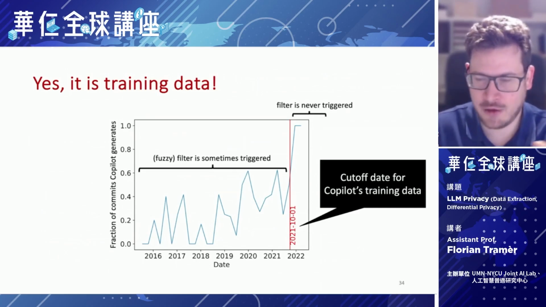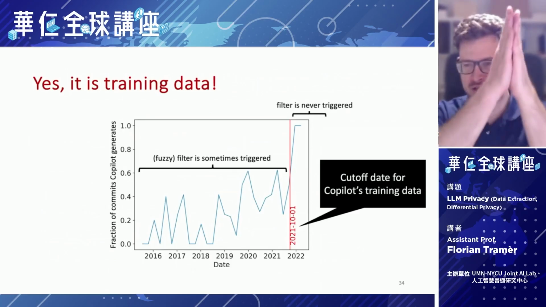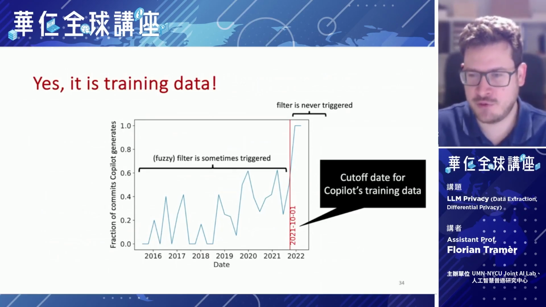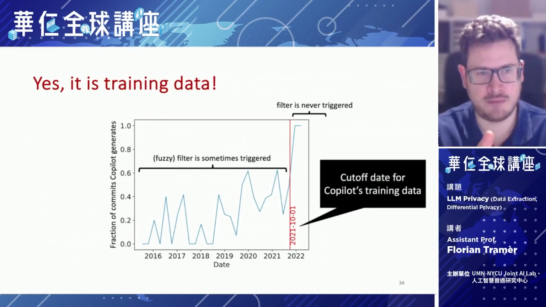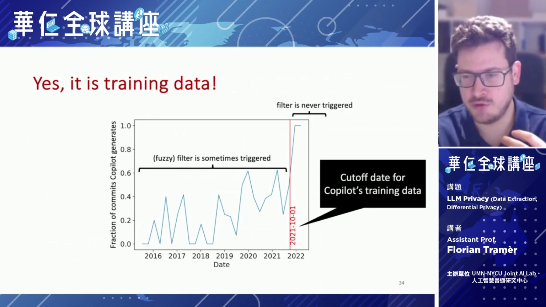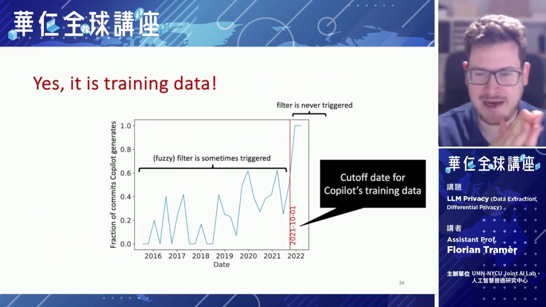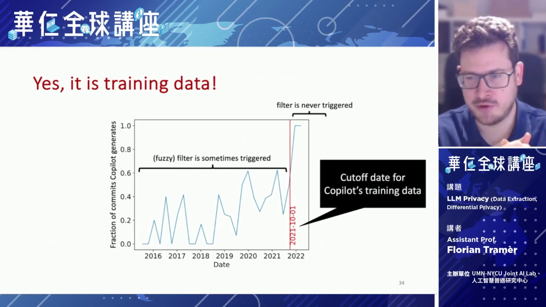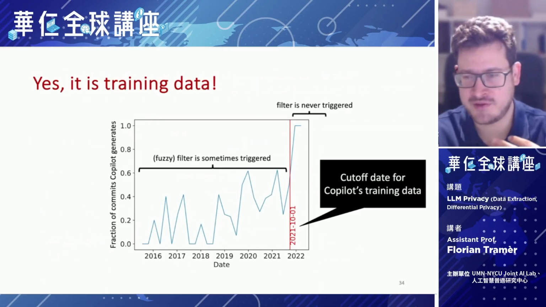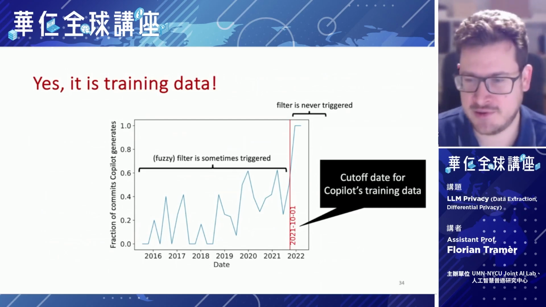We're not entirely sure how their filter works and why it's this fuzzy, but we see this very clear separation where starting from October 2021, the filter never gets triggered. And this is not a coincidence. This is exactly the cutoff date for Copilot's training data. So any data from commits from before October 2021 is in the training data, and when we ask the model to repeat this code, we trigger the filter. Anything from after 2021, the filter never gets triggered. So you can do this as a way to test if you have some repository and you want to check if it was included in GitHub's training data: does it trigger Copilot's memorization filter or not?